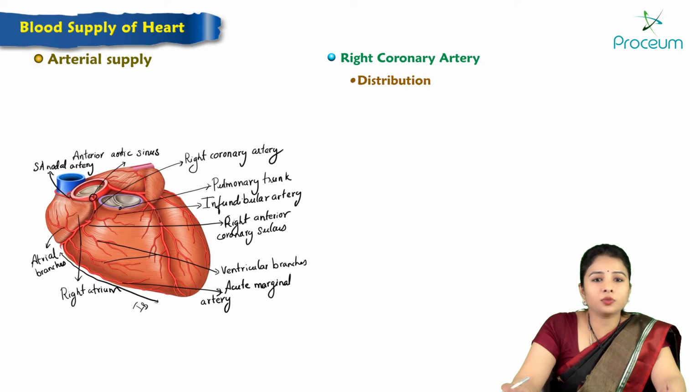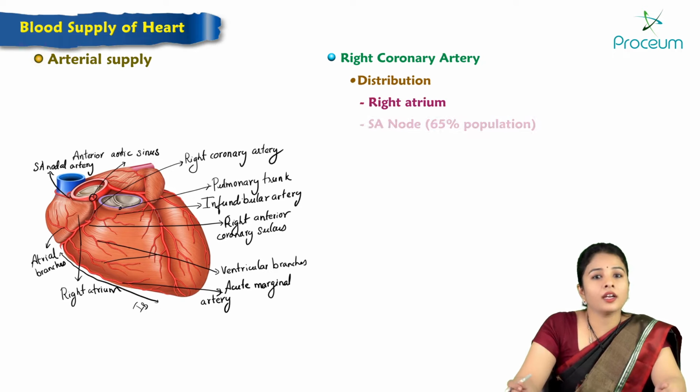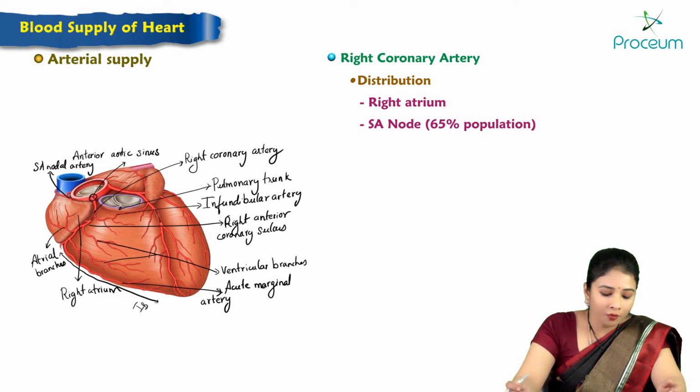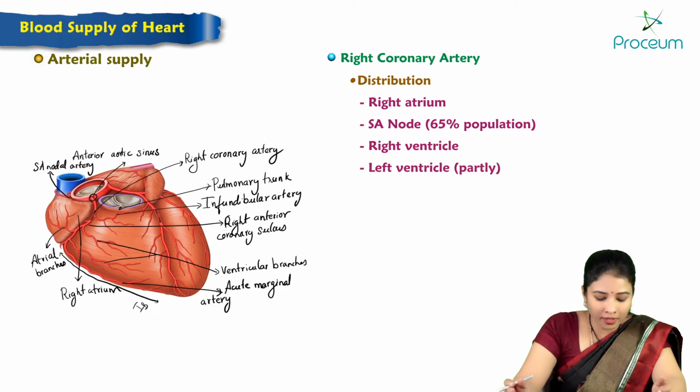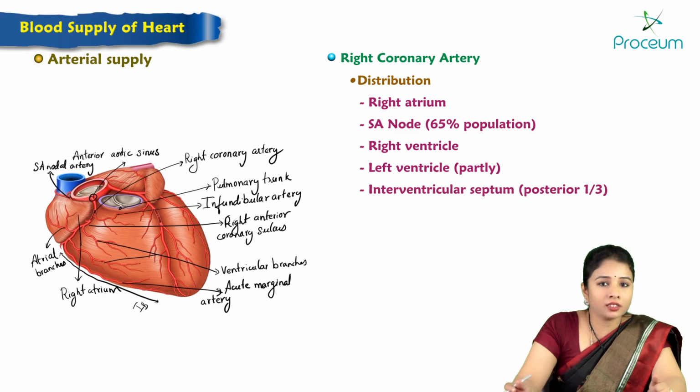Let's discuss the distribution of the right coronary artery. The right coronary artery supplies the right atrium by its atrial branches, and in 65% of the population it supplies the SA node by giving rise to the SA nodal artery, which is present at the base of the superior vena cava. Then it supplies the right ventricle by means of its ventricular branches, and also partly the left ventricle by giving rise to a few ventricular branches, and the interventricular septum.